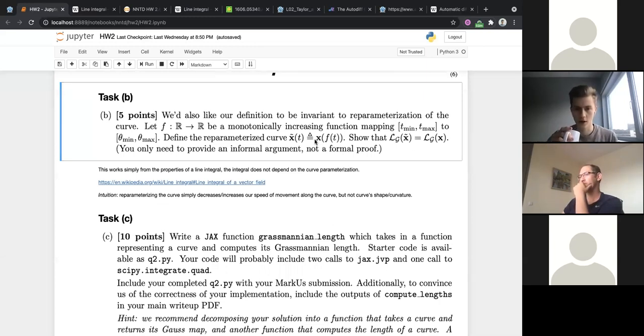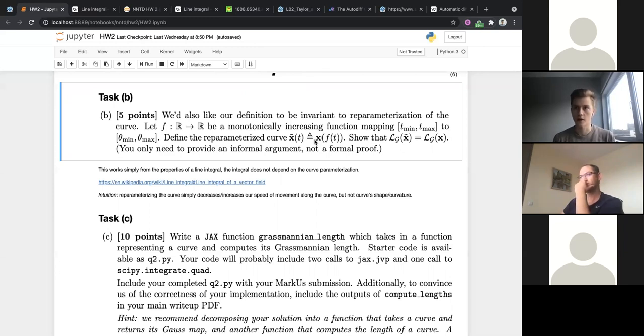So the intuition again is just that if we reparameterize the curve, so we change how time flows, we still get the same Grassmannian length. So basically the curvature, how curvy, how complex, how nonlinear this curve is, doesn't change. But I think this should apply also to the original length of the curve, right? So it's not only the Grassmannian length that is invariant, but the usual length is invariant itself. Should be. Yeah, even the original length should be invariant. That's true.